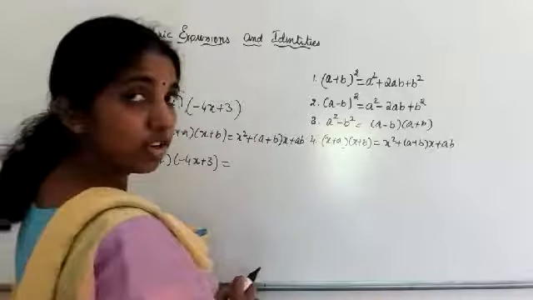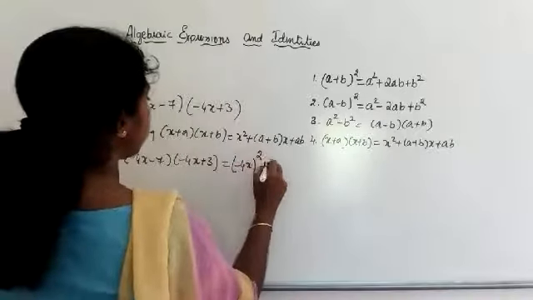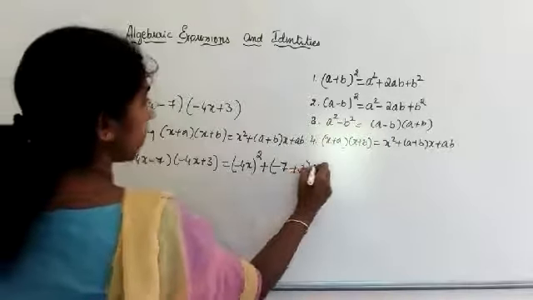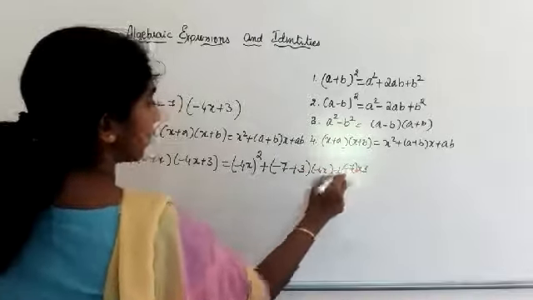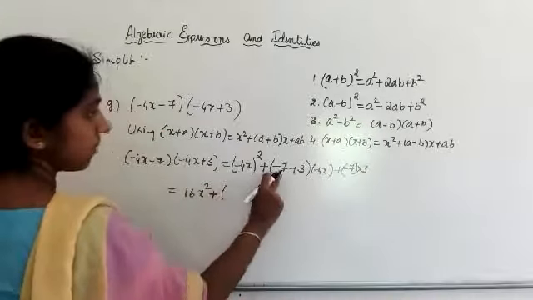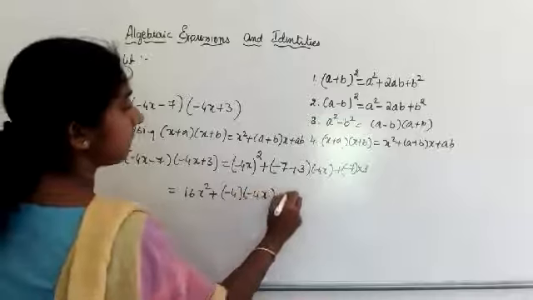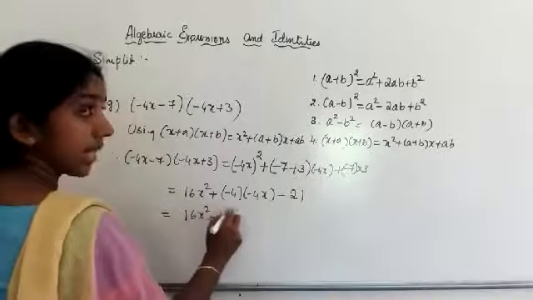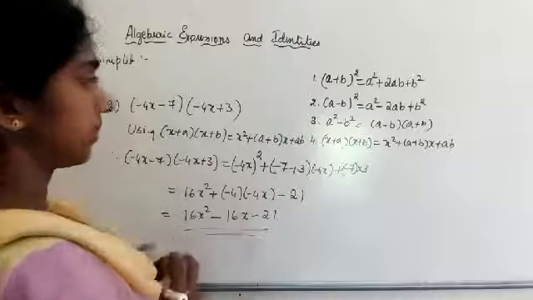Therefore, minus 4x minus 7 into minus 4x plus 3 will be equal to, what is the value of x here? Just minus 4x the whole square plus a plus b. Here a is minus 7, b is 3, x is minus 4x. Plus minus 7 into 3. So this is 16x square plus, here will be minus 4 into minus 4x, minus 21. So that's equal to 16x square minus 16x minus 21. So this is the final answer for this.